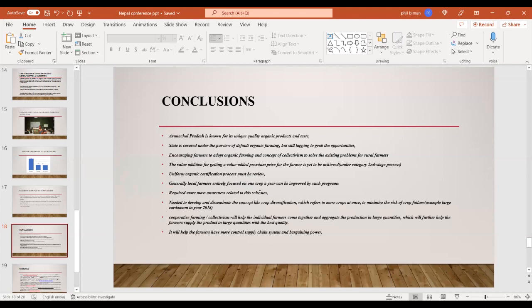So we require more general mass awareness related to these schemes so that more and more farmers join such cooperatives and can benefit, as is the intention of these programs. That's all. So thank you very much.